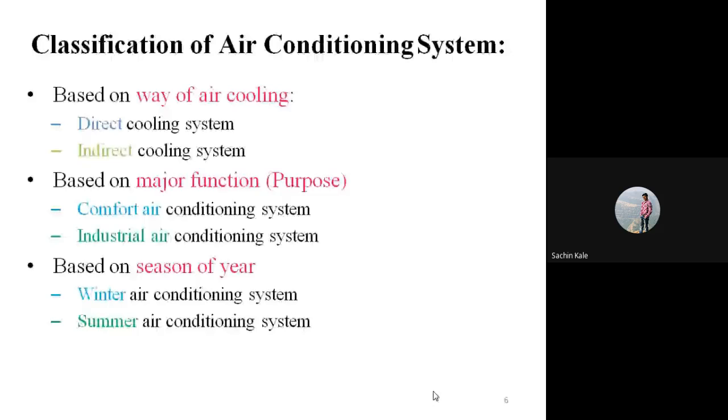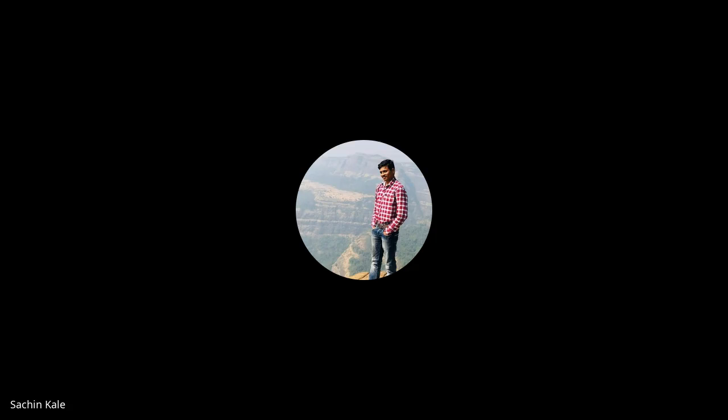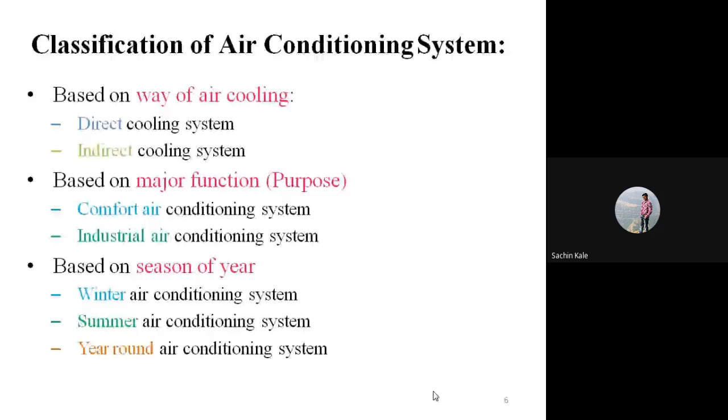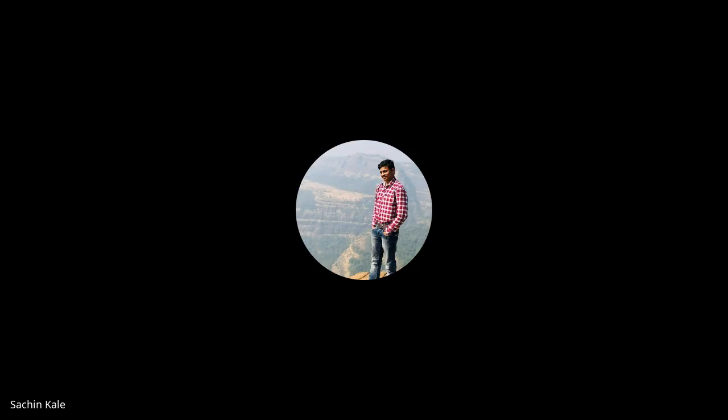And if the air conditioning system is used throughout the year, that means it can be used in winter season and in summer season, then such a type of system will be called a year round air conditioning system. That year round system will have the provision to carry out both processes, heating and humidification, as well as cooling and dehumidification. Then and only then will that system be called a year round air conditioning system. So this is the third classification of air conditioning system.